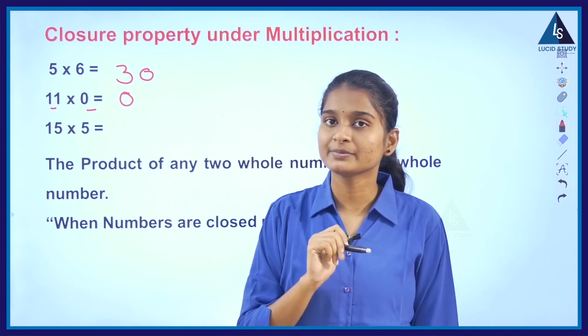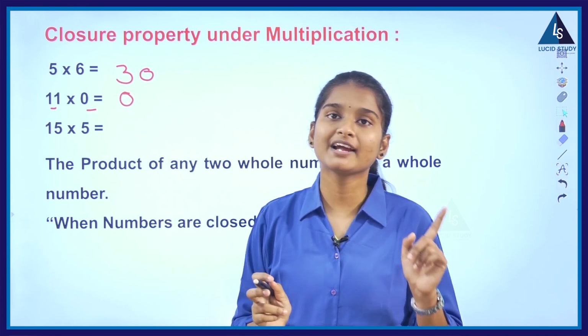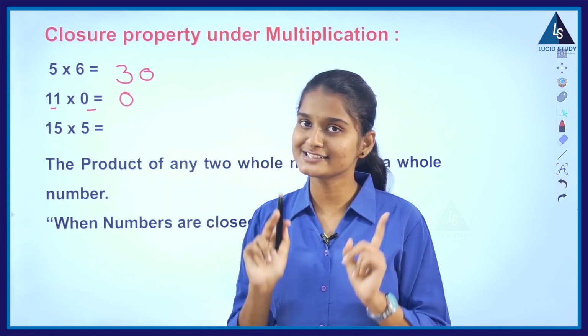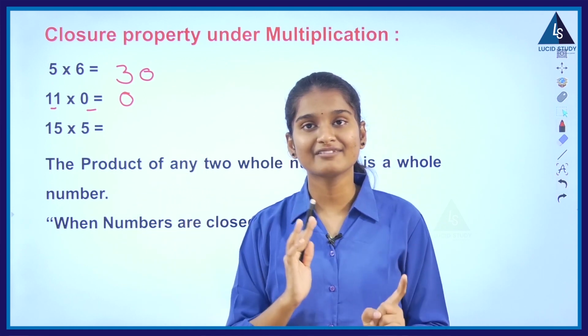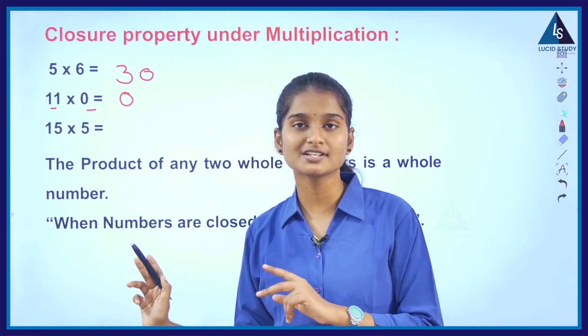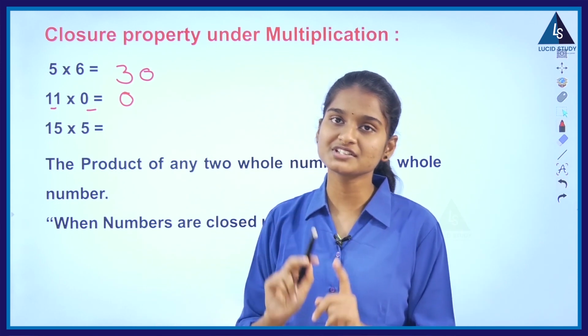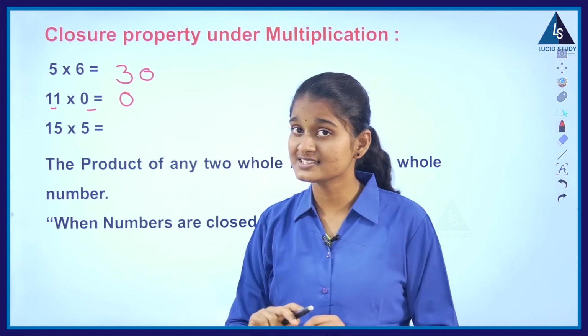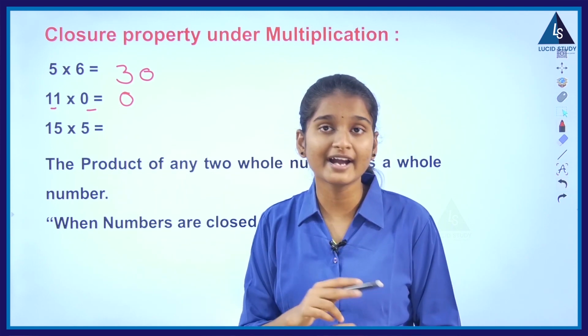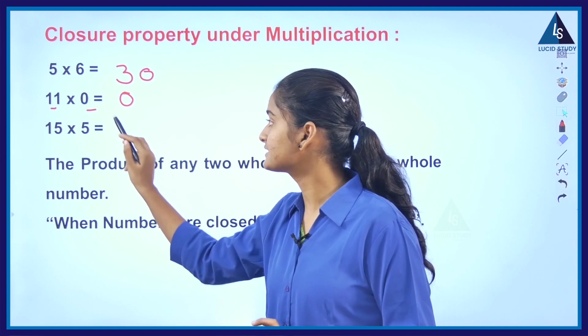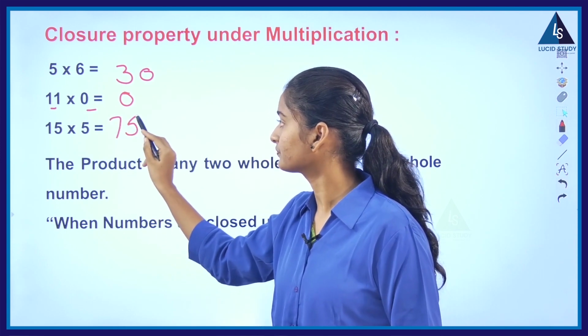Children, always remember that any number multiplied with 0, the product is 0. So that is why 11 into 0 is equal to 0. One more example is 5 into 0, which is also 0. So what is 15 into 5? 15 into 5 is 75.